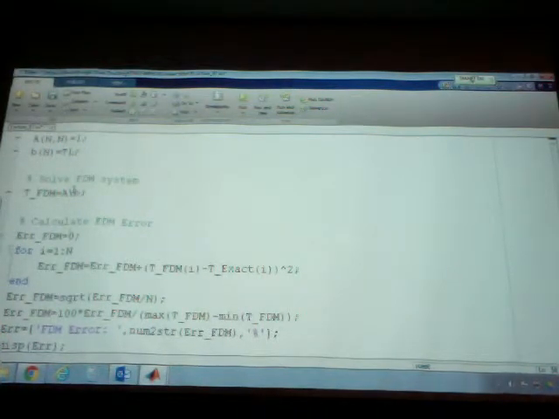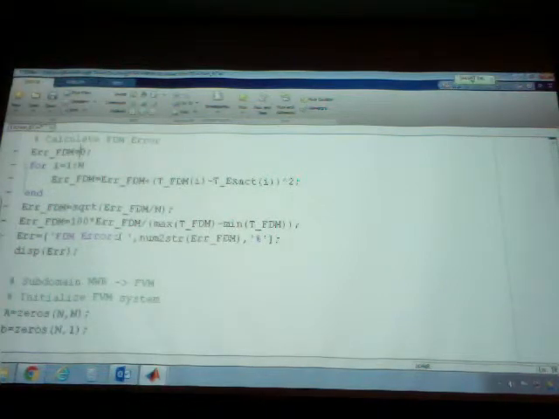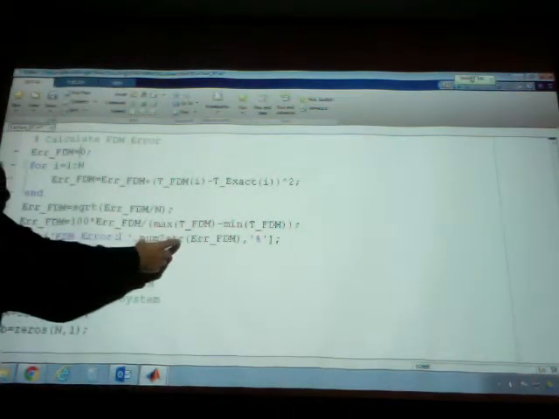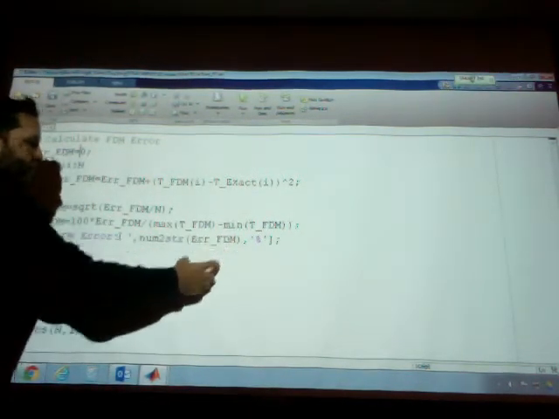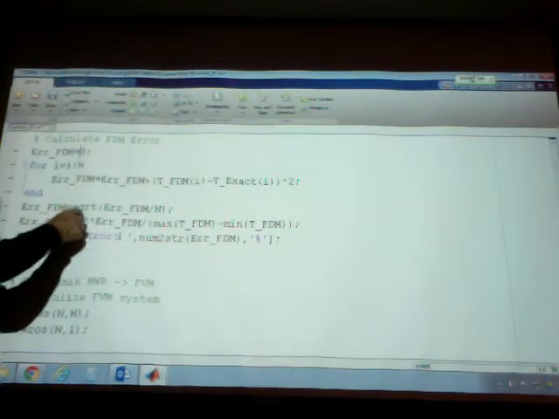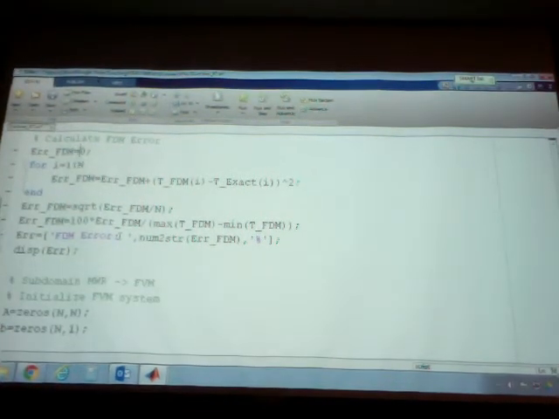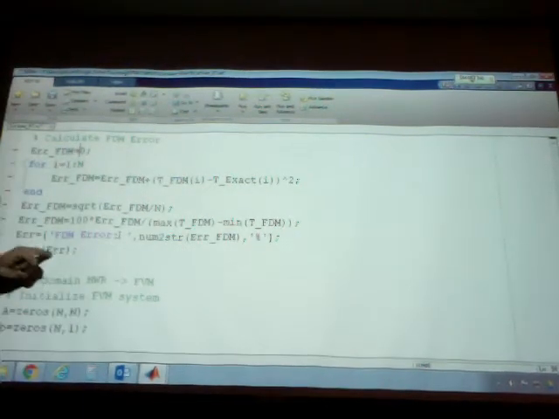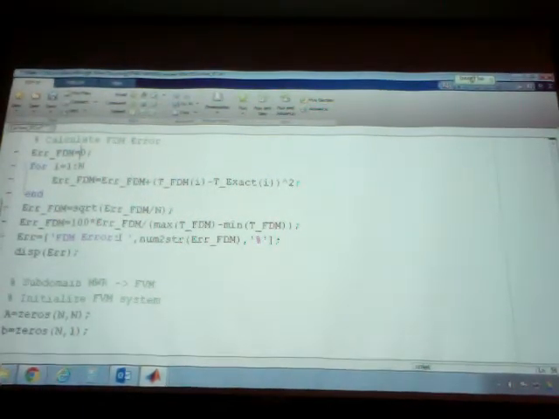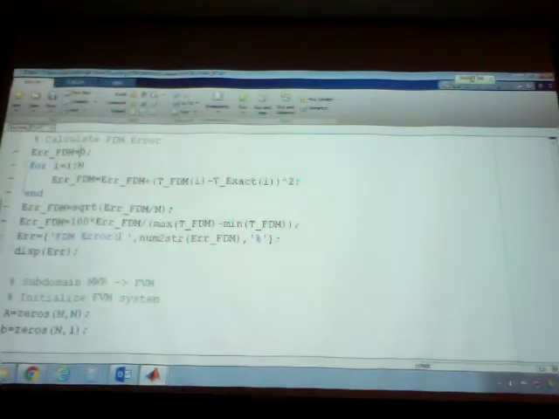All right. So there it is. And then I create a string which has a prompt, and I do that just to display to the screen. FDM error is the numerical value, the num-to-string of this error FDM. I just make that number a string, and since I multiply it times 100, that's a percentage, and I display it to the screen. Okay, is that clear?